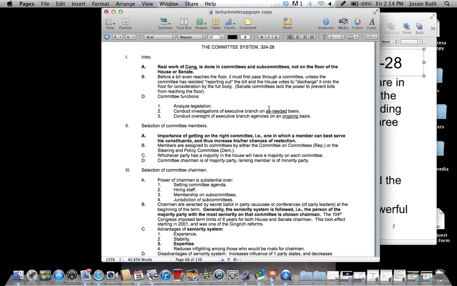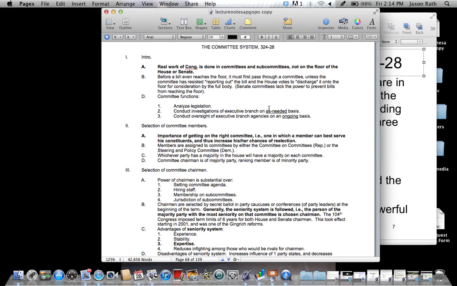The committee system, the real work of Congress, like it states, is done in the committees and subcommittees, not on the floor in the House or Senate. In the House, there's 22 standing committees, which means permanent, and in the Senate, there's 16 standing committees, which also means permanent. And within those committees, there's subcommittees.